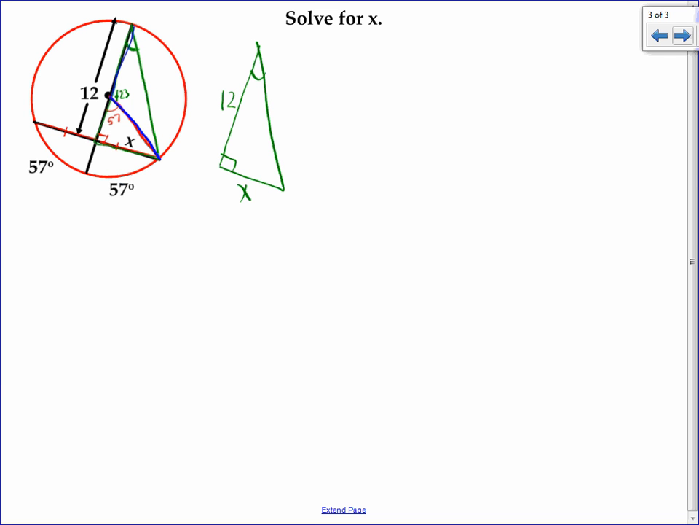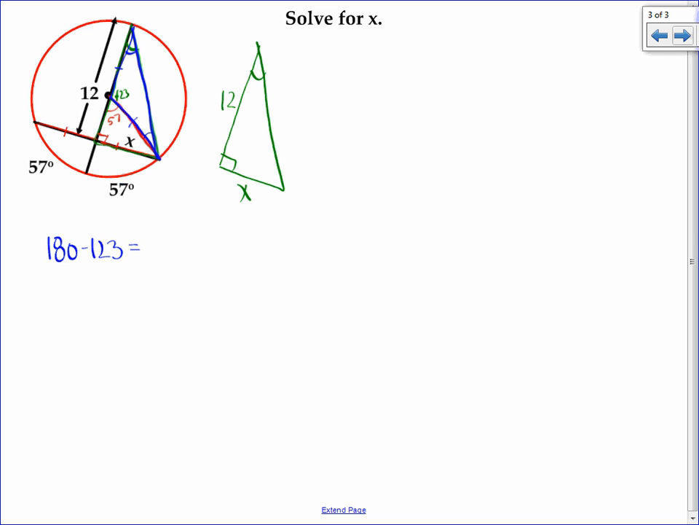Okay, so if we're looking at this triangle here, what kind of triangle is it? It is isosceles. We're using lots of previous information here. If it's isosceles, what do we know about these two angles? They're equal. So how would we figure out how big they are? This is 57. We're going to have to take 57 divided by 2.